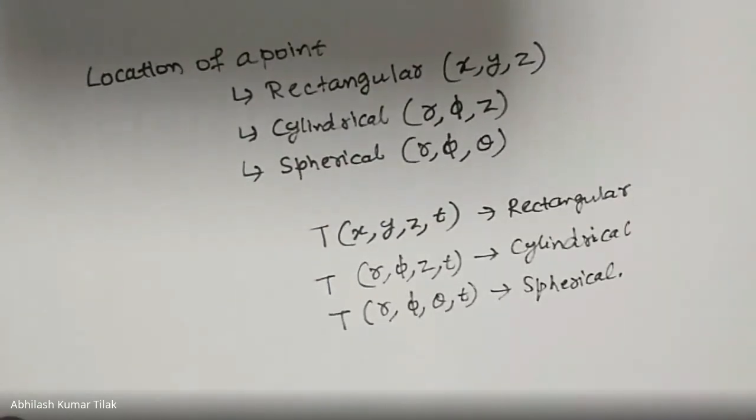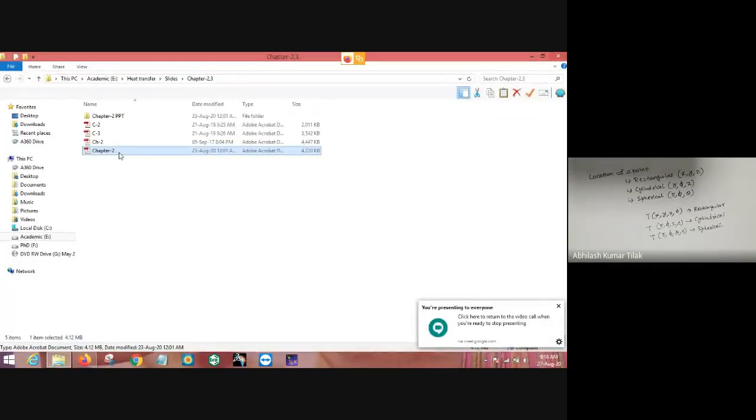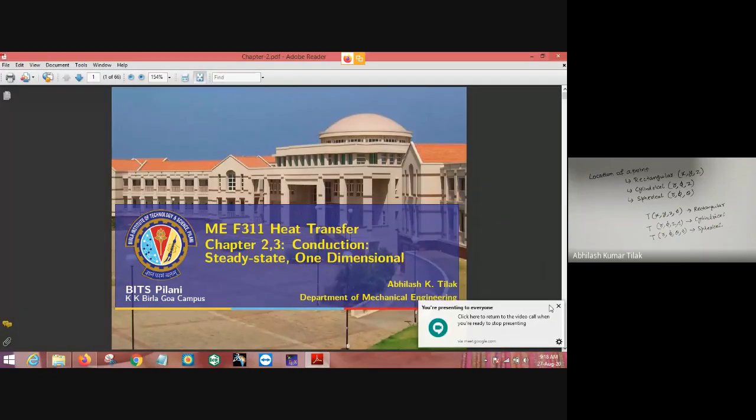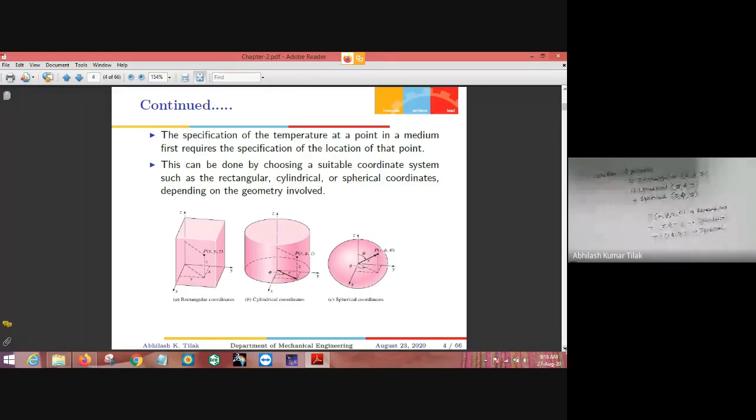So if you see the PPT now, you are all able to see the PPT, right? Yeah. So you can see for rectangular coordinates, for the cylindrical as well as for the spherical coordinates. So you have this specification.